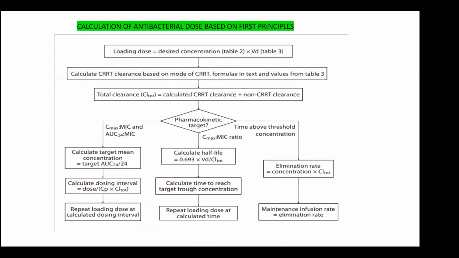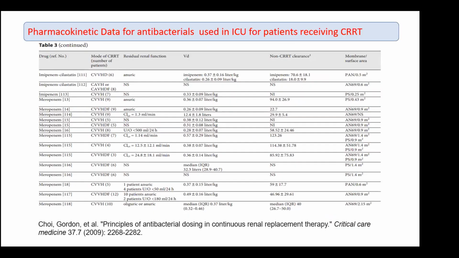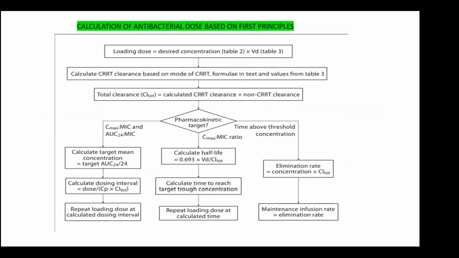So this is an algorithm which tells us about calculation of antibacterial drug doses based on first principles. As I've told, the children who are receiving CRRT will have a high volume of distribution. And so the loading dose will be equal to the desired concentration multiplied by the volume of distribution. Say, for example, if you're using a beta-lactam antibiotic, the MIC that we usually target is around 5. So 5 multiplied by the volume of distribution. The volume of distribution can be obtained from these charts. So that can give us the idea of the loading dose.